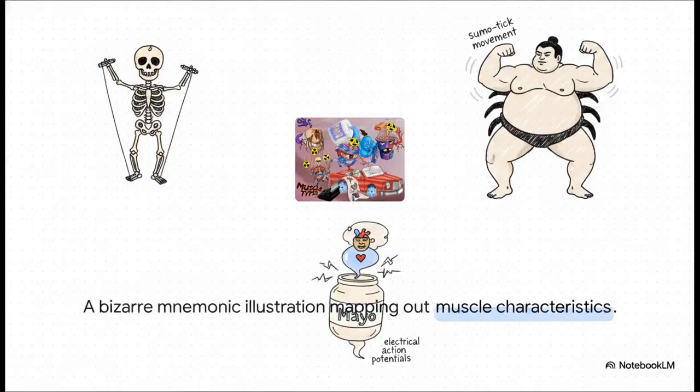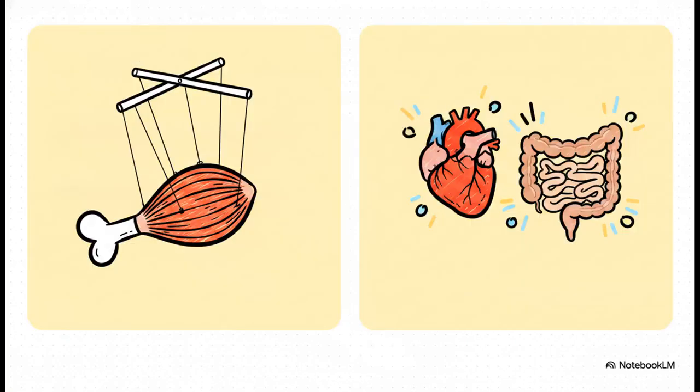Now, medical students often use bizarre mnemonics to make complex terminology stick, and this is an absolute classic. See the little skeleton puppet? That reminds us that skeletal muscles are tied to the skeleton. Then look at the sumo wrestler who is literally a tick, a sumo tick. That stands for the somatic nervous system, which controls voluntary movement. And check out the genie coming out of the mayonnaise jar, the Mayo genie. That represents myogenic activity, meaning certain muscles, like your heart, can automatically generate their own electrical action potentials without needing any signal from the brain. How cool is that?